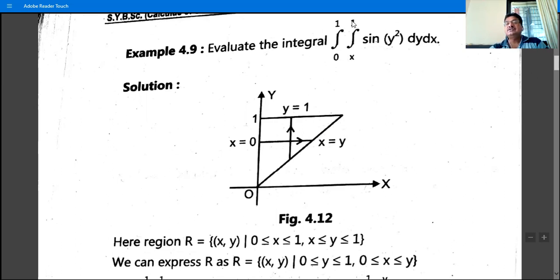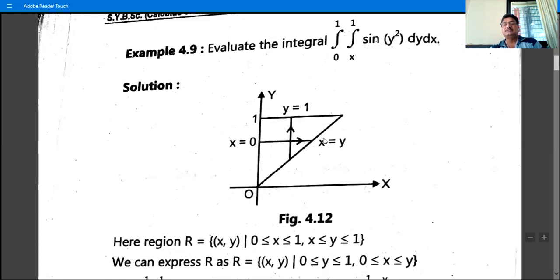Okay. Then y is equal to 1. This is the line y is equal to 1, parallel to the x axis and passing through the point (0, 1). Okay. And then x is equal to 0. This is the limit on x. So x is equal to 0 means the y axis. The equation of the y axis is x is equal to 0.